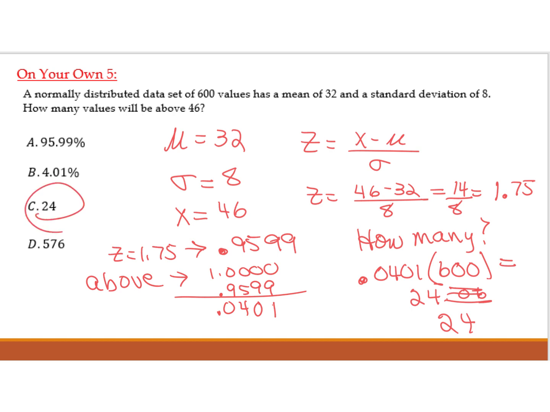So that one is a pretty detailed problem. You have to find the z-score first. Because it is above, we have to subtract that decimal from 1. Then we have to multiply that decimal times the total data set, which is 600.